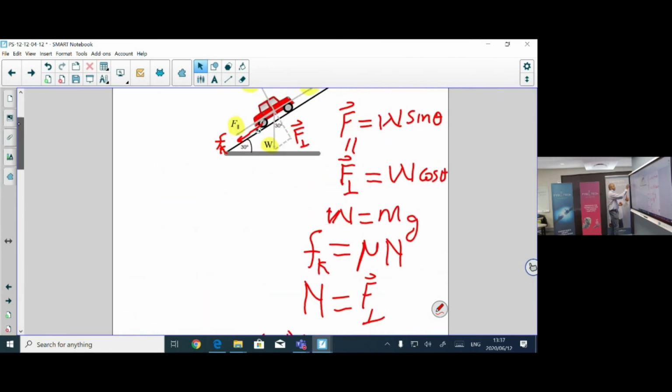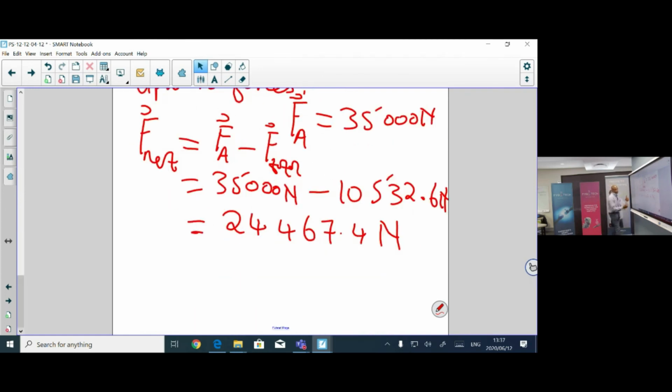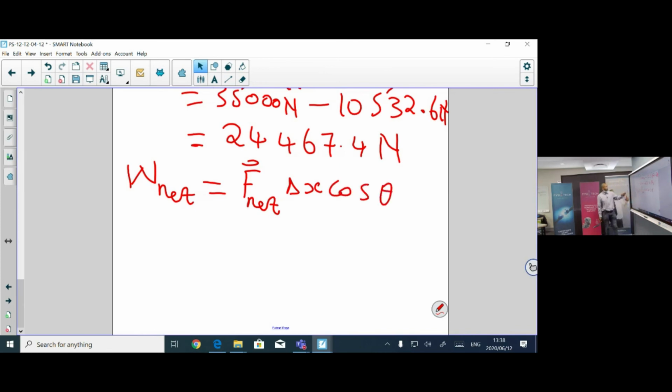the net work done. Earlier, I spoke about this net. It's represented by capital letter W sub net, which is equal to F sub net, that is the net force, change in x, cos theta. This is the formula of work done. Since we started with work, we're just using this formula.